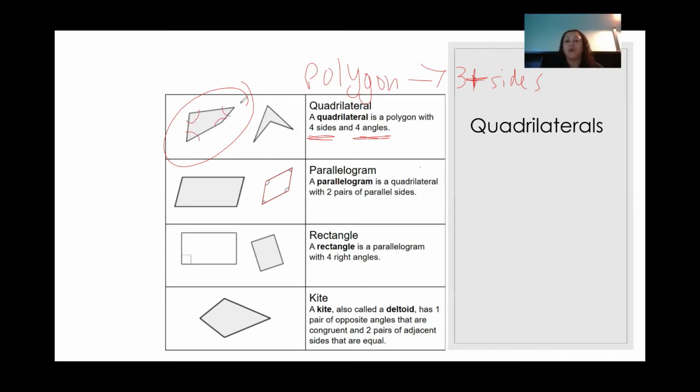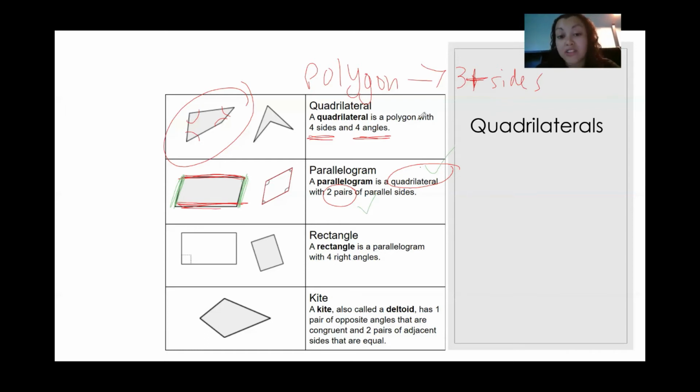Then you have an even smaller subcategory, which is parallelograms. A parallelogram is a quadrilateral with 2 pairs of parallel sides. So that means that because it's a quadrilateral, it has to have 4 sides and 4 angles, but it also has to have 2 pairs of parallel sides, 2 pairs. If you can see here in red, these 2 sides are parallel. Here in green, these 2 sides are parallel. So it meets the qualification that it has two pairs of parallel sides, and it's also a quadrilateral because it has four angles and four sides. So that means it's a parallelogram.